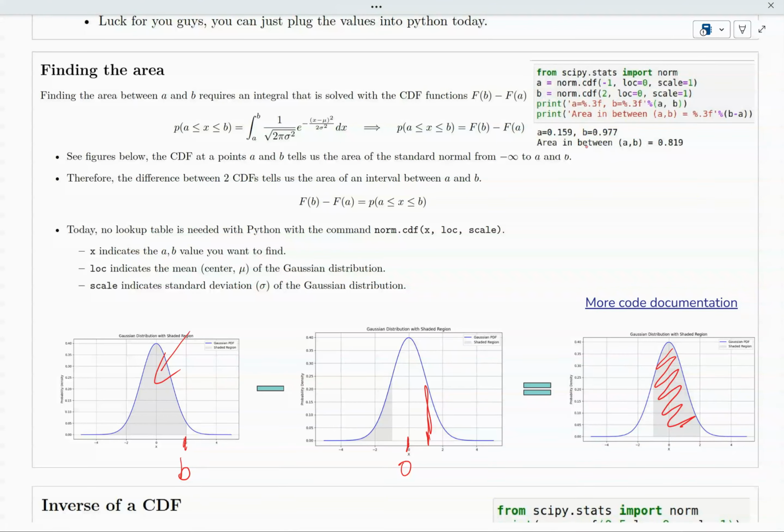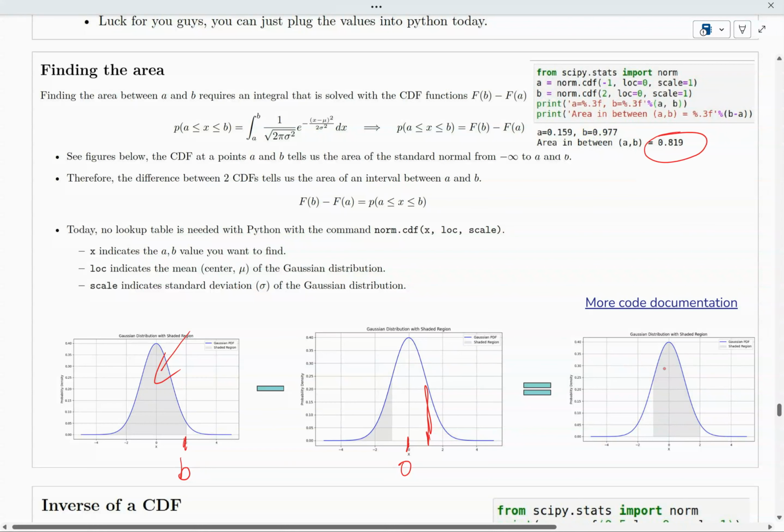And once you subtract A from B, you'll get the area. So it's essentially saying that this area here is roughly 82%, right? You can get more documentation here if you're looking for it. So the idea is really simple.